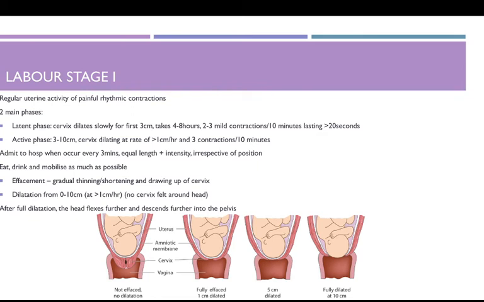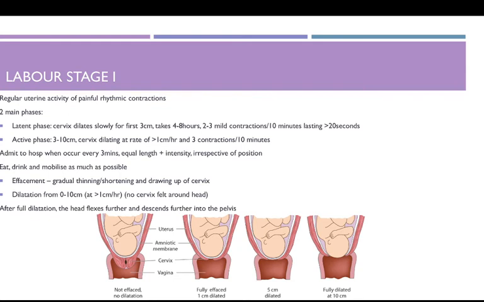What often happens is a woman goes into labour, however, when she gets to hospital, they may tell her to come back when her contractions are more regular, so when they're occurring 3 times every 10 minutes. Usually women are admitted to hospital when they're having contractions every 3 minutes that are equal in length and intensity, irrespective of position. So it's really when you're getting contractions more regularly and you're in the active phase of labour. That's when women are usually admitted to hospital, because you're closer to stage 2 of labour.